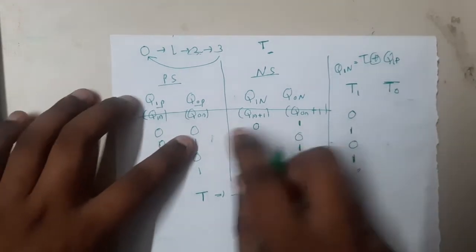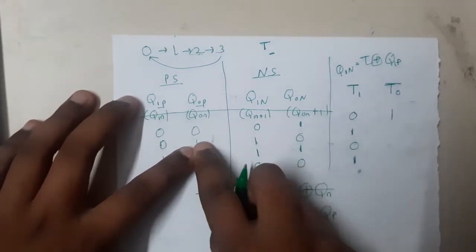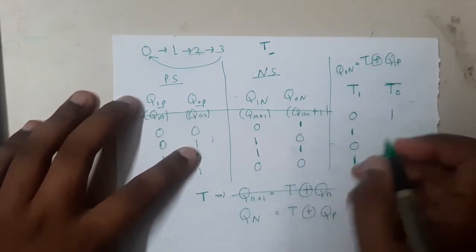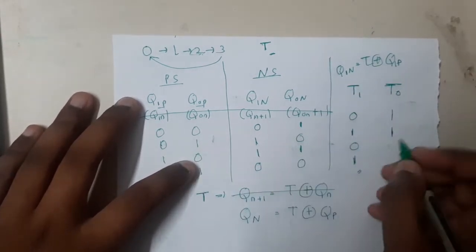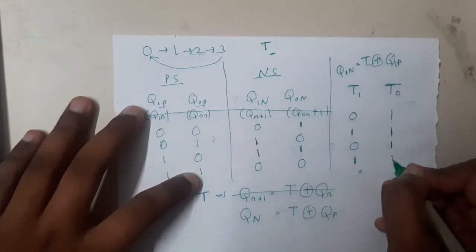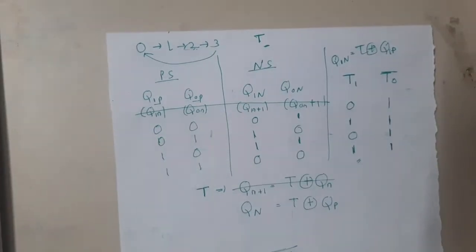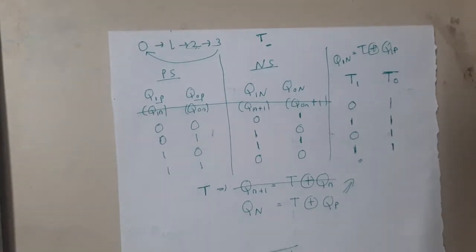Similarly for this, 0 XOR something should equal 1, so it is 1. 1 XOR something should be equal to 0, means that is also 1. 0 XOR something should equal 1, so this is also 1. 1 XOR 0 equals 1, so it should also be 1, right? Yes. So using this simple formula, we have filled the table, right?